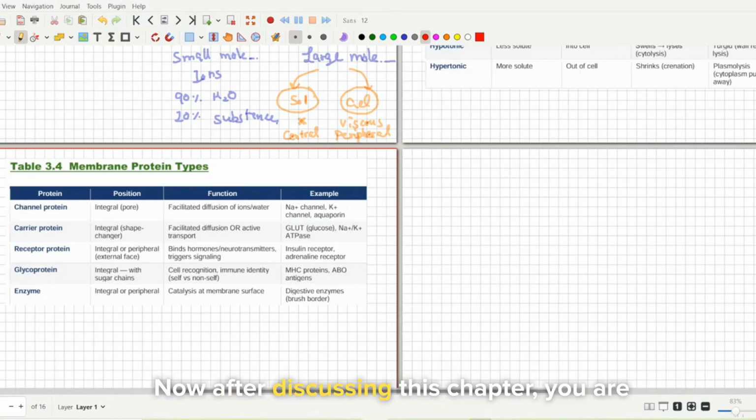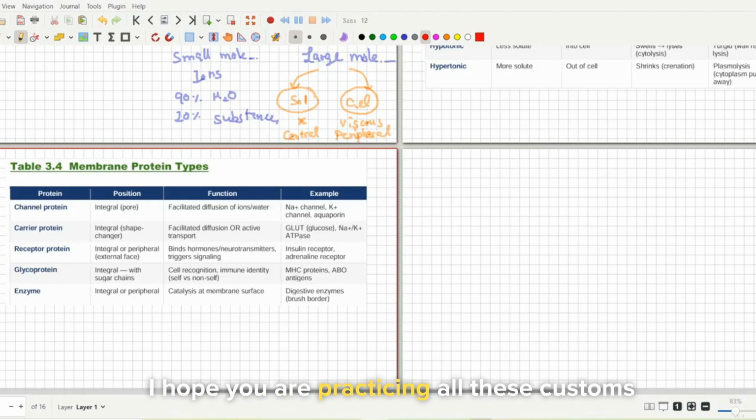Now after discussing this chapter, you are fully ready for your IMAT exam for this chapter. You don't need to study any other book or any other concept after you have covered the biology from my lectures. If you are studying biology from my lectures, then you are already ahead of all the students out there. So this was all about cell structure and function.